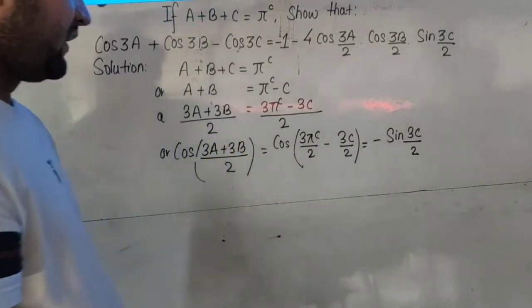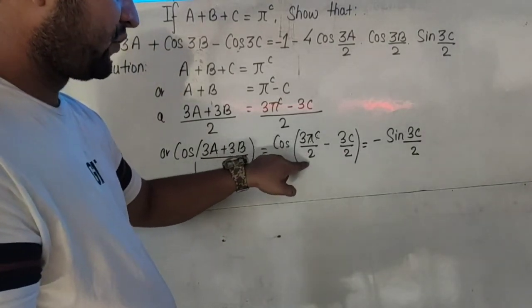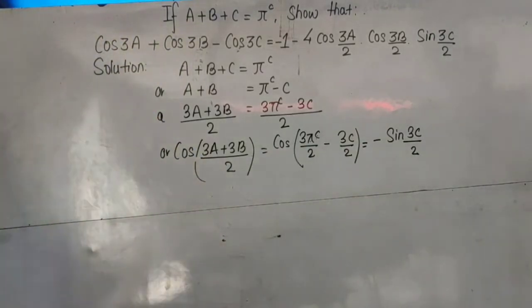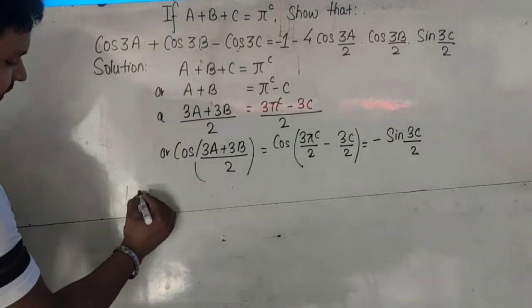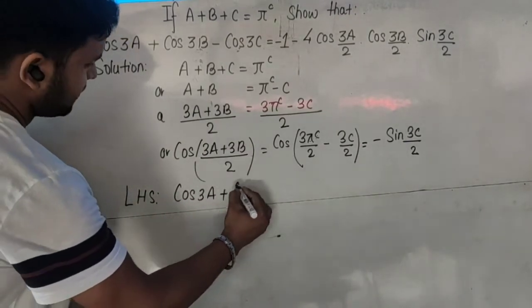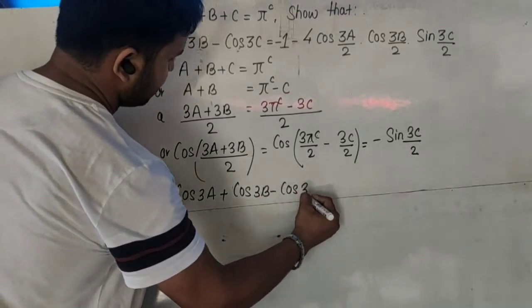So far I don't think there is any difficulty. Here what we have done is 3 into 180 by 2 is 270, and cos 270 minus theta is minus sin theta. Now we'll start our problem with the left hand side. What you have in the left hand side is cos 3a plus cos 3b minus cos 3c.